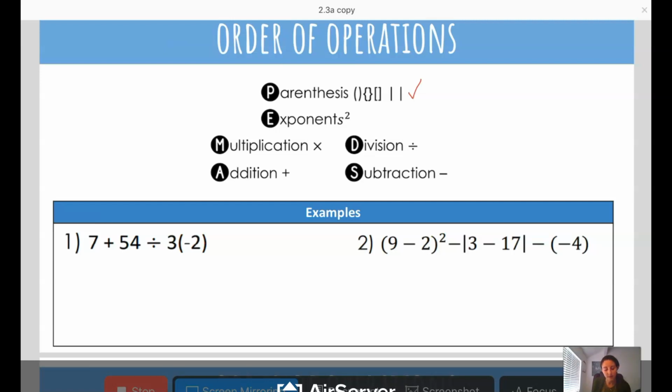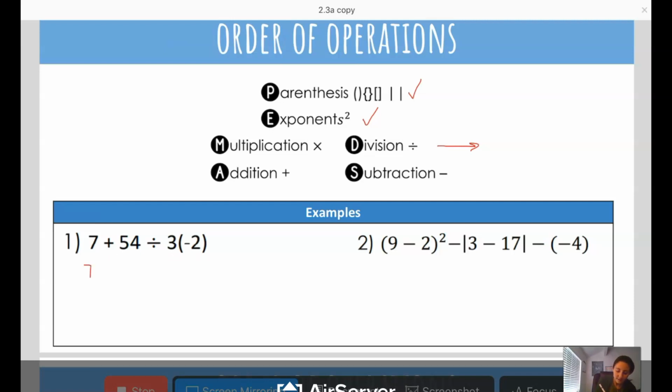Now exponents. Are there any exponents? No, so we're done with exponents. Then multiplication and division. Is there multiplication and division in this problem? Yes, there's division right here, and then there's multiplication right here. So what am I going to do first? Am I going to multiply first or divide first? Remember, multiplication and division get done from left to right, so as they appear in the problem. As we're going left to right, our division occurs first. So we're going to divide before we multiply.